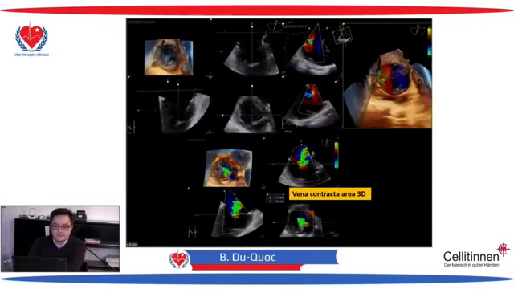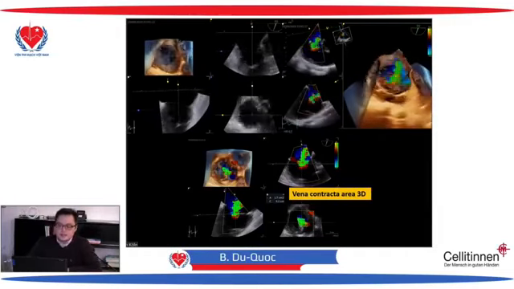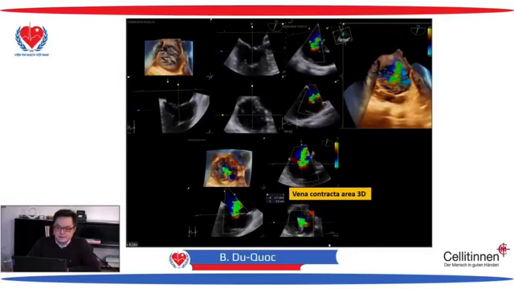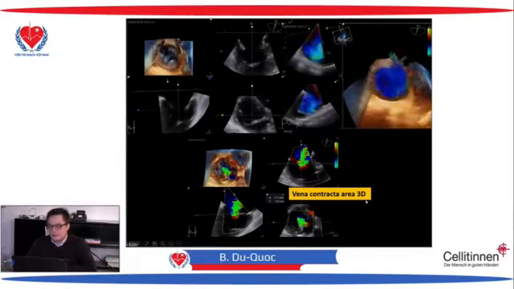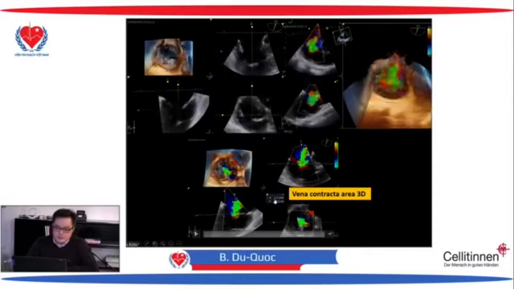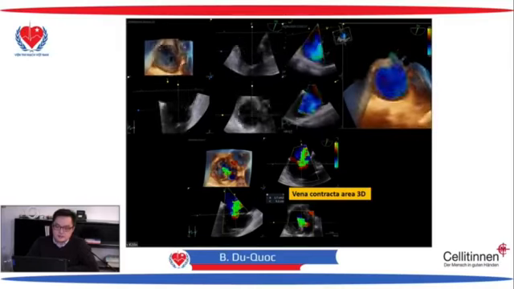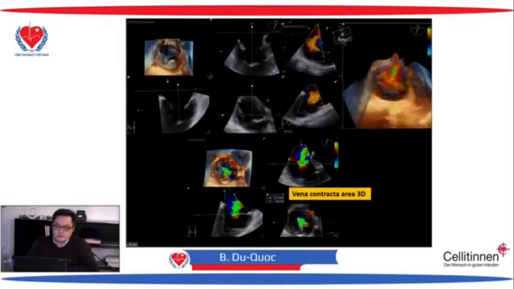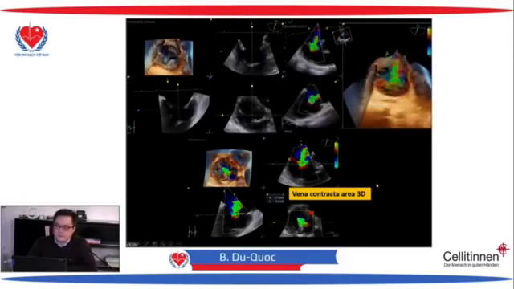Now, if the pictures are good enough, you can do this vena contracta area measurement like Wolfgang already mentioned. We do it, and in this case we have 1.7 square centimeters, and in the Rebecca Hahn classification you have a torrential tricuspid regurgitation if you have more than 1.1 to 1.2 square centimeters.